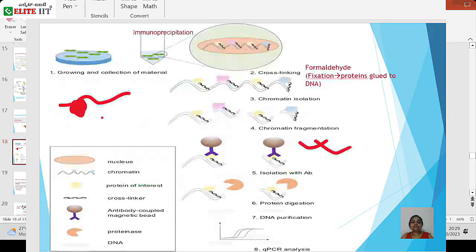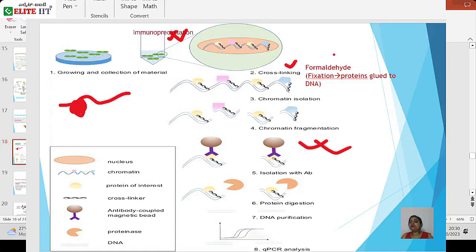Now, what are the steps involved in this case? First of all, growing and collection of material. You collect the sample you want to analyze. The next step is cross linking, meaning cross linking between protein and DNA. In the solution, DNA protein binding is happening in the sample, but that binding is not strong. So in order to do the CHIP method, you have to make the bonding very strong between protein and DNA. In order to do that, you have to do the cross linking.